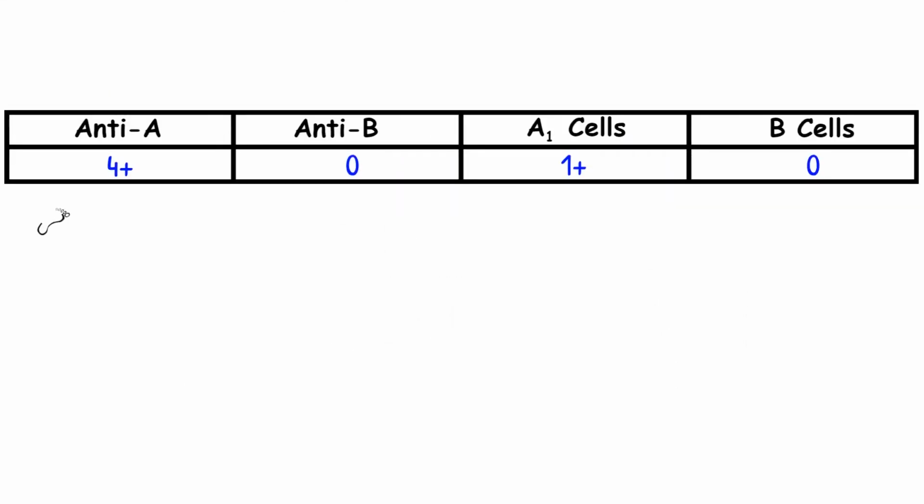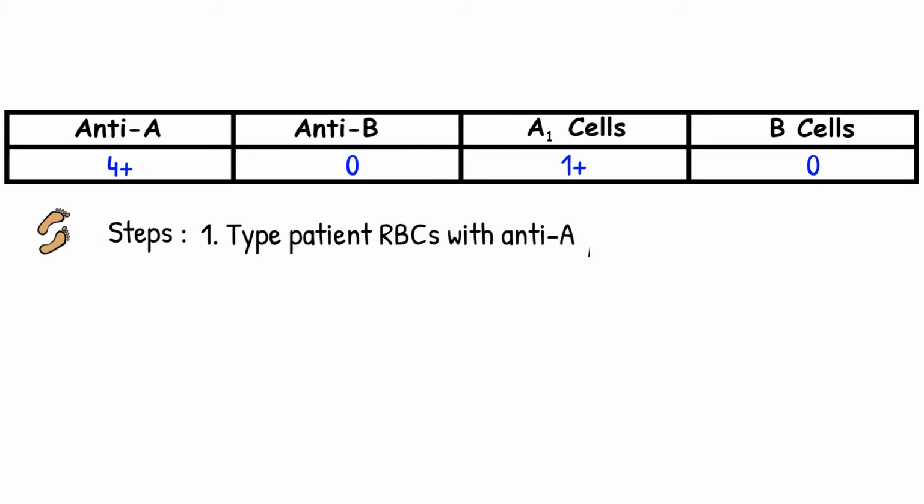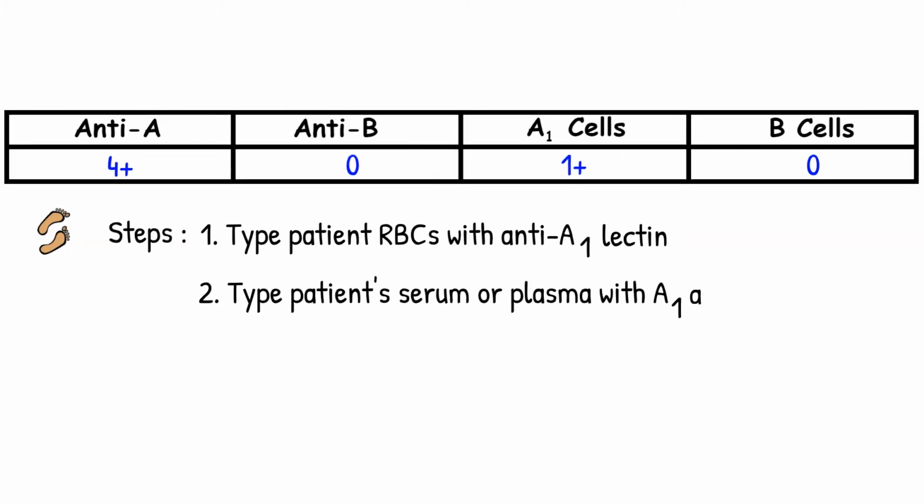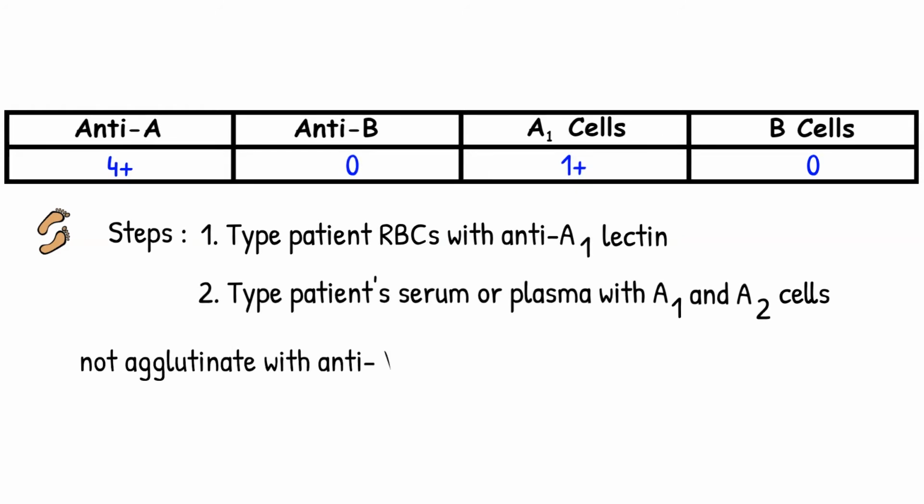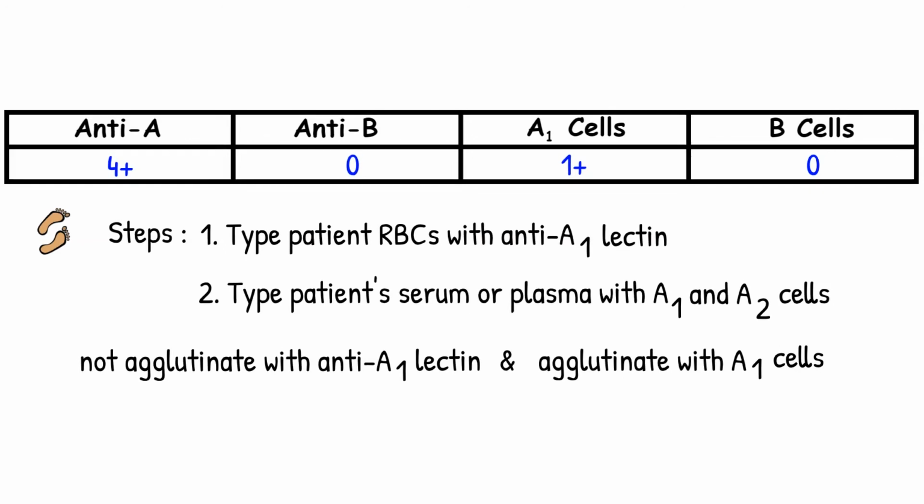Here are some steps to solve the problem. First, type the patient with anti-A1 lectin. Second, use the patient's serum or plasma and type with A1 and A2 cells. Once you do that, if the results come up as no agglutination with anti-A1 lectin and agglutination with A1 cells, your patient blood type is A2 with anti-A1 antibody.